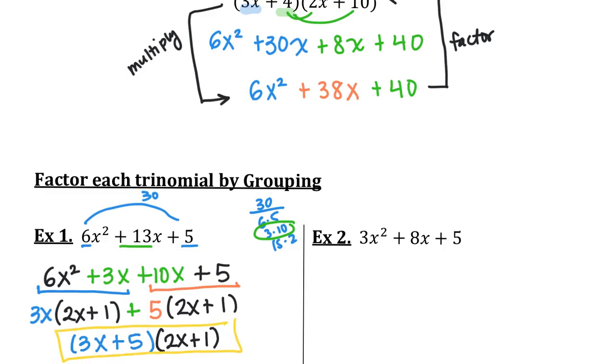Okay, if you think about multiplying this out, I would take the 3x, and then I would multiply it times the 2x plus 1, which is what this is saying. And then I take the positive 5, I multiply it by the 2x plus 1, which is what this is saying. Okay, this is factored form, and this is the type of answer I'm going for.